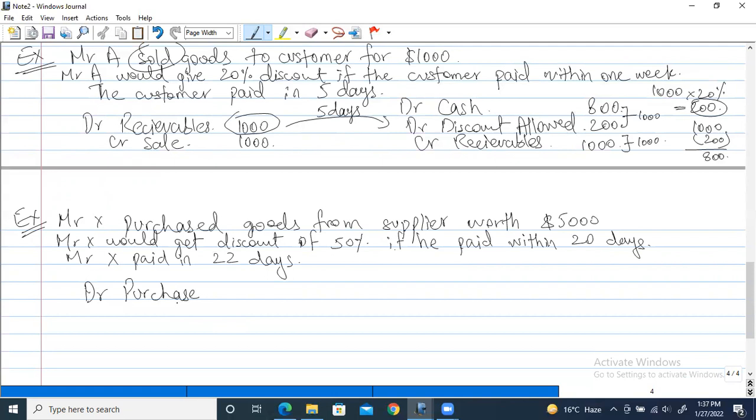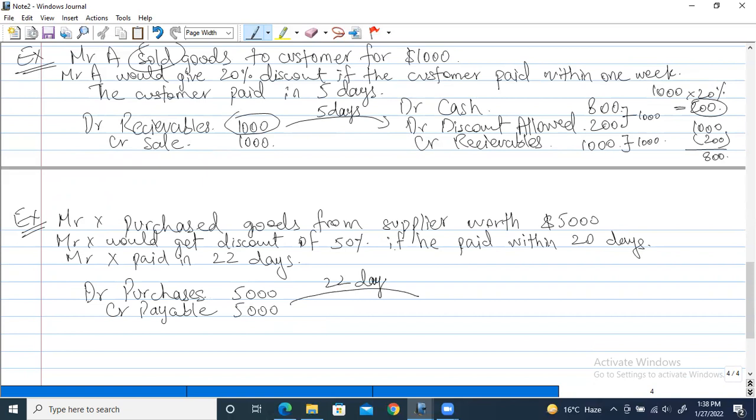For example, we are Mr. X over here. Okay, so debit purchases and credit payables. We create the normal liability with the full amount, the gross amount, which is 5,000 and 5,000. Okay, now after 22 days.